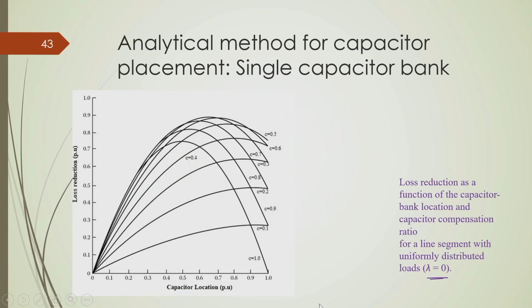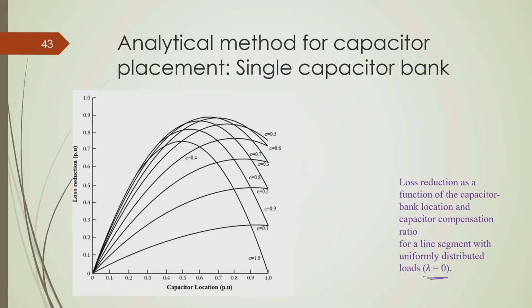So, here what we will do, we consider a single capacitor bank, because this expression is applicable only for a single capacitor bank placement at a distance x1 from the substation. Now, if we consider lambda equal to 0 and if we plot C, then what could be the characteristics? That characteristics is plotted over here.